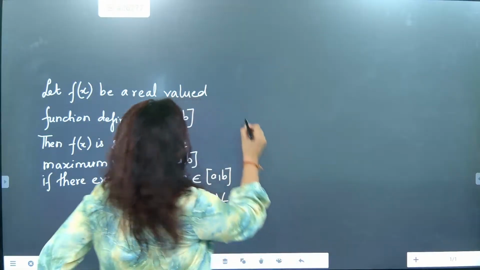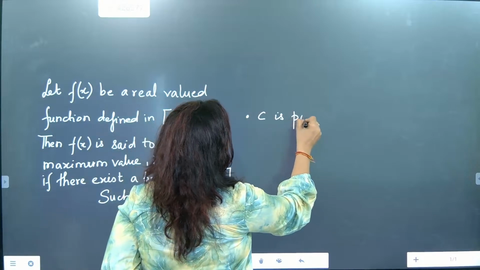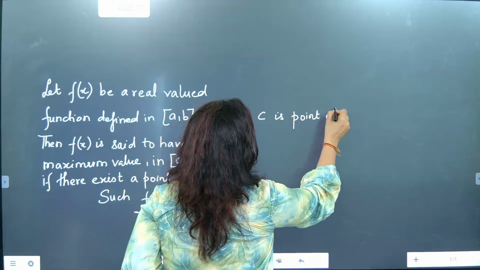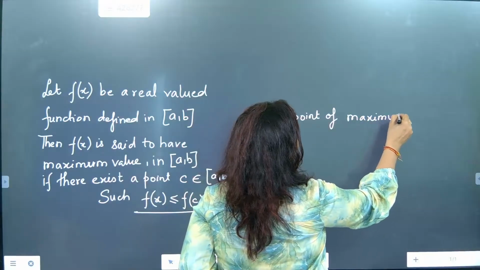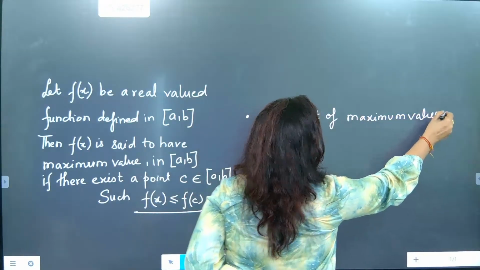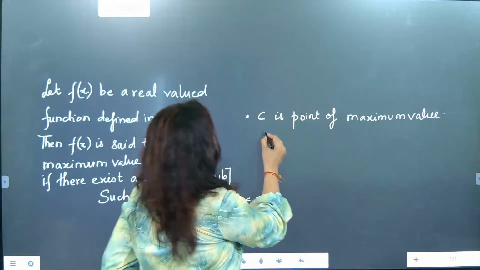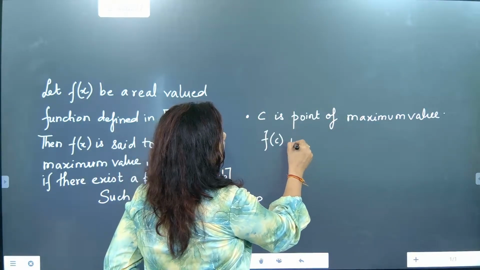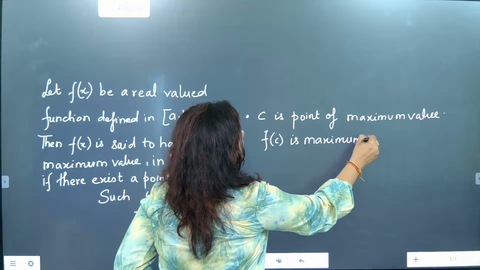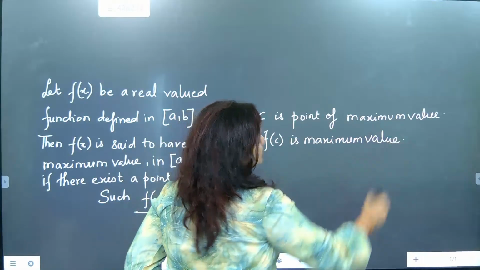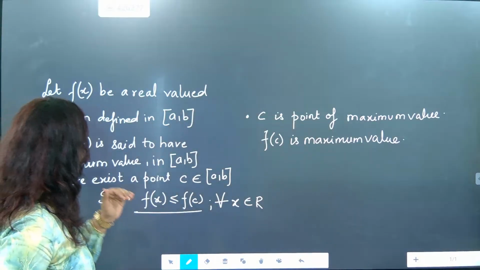So what is C? C is the point of maximum value, and f of C is the maximum value. You remember this thing, and this is one of the most important things.